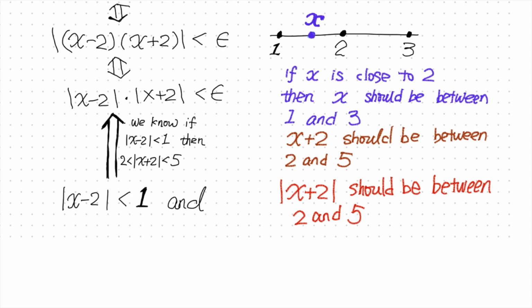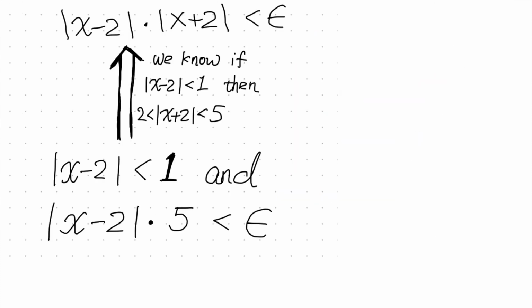So to quantify how close to 2 we want x to be, we will first ask the absolute value of x minus 2 to be less than 1, because it gives us a precise control of how big the absolute value of x plus 2 can be. Since the absolute value of x plus 2 is less than 5, we will also ask for the absolute value of x minus 2 times 5 to be less than epsilon. We replaced the absolute value of x plus 2 by a number because eventually we only want to see expressions involving the absolute value of x minus 2 and how small it needs to be.